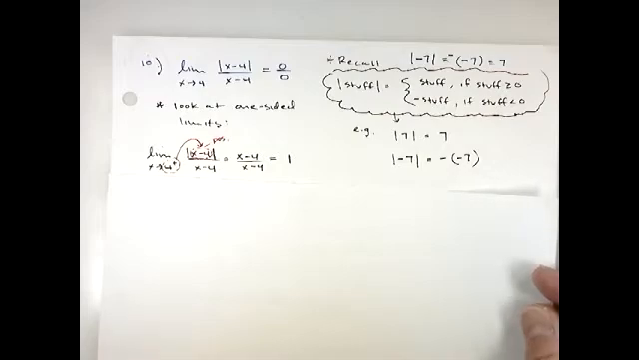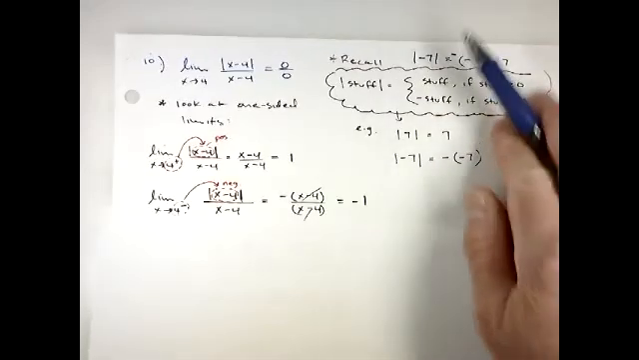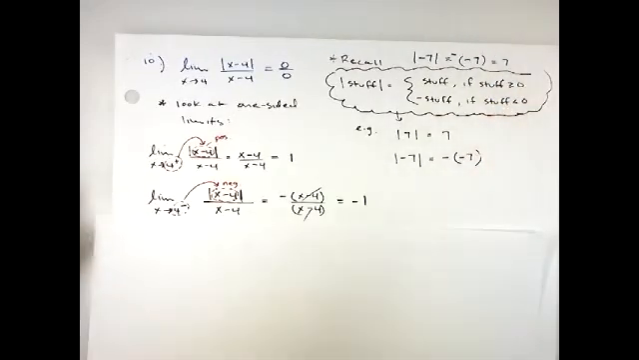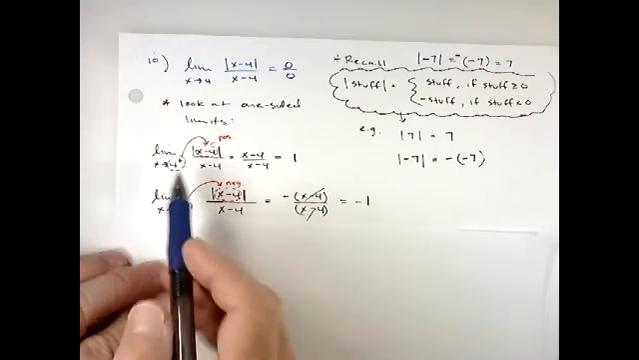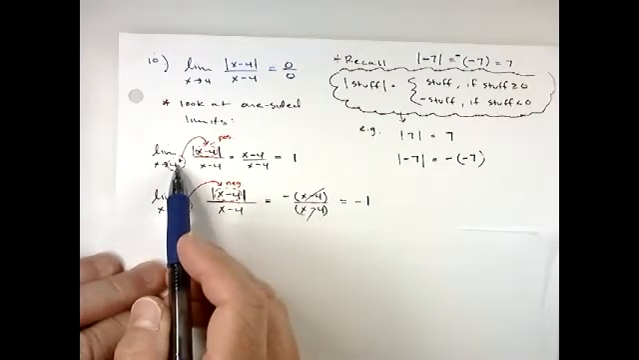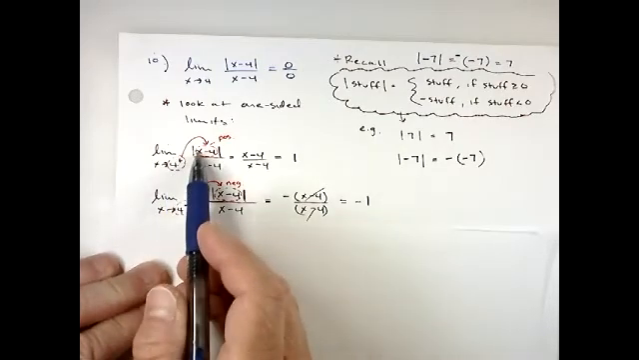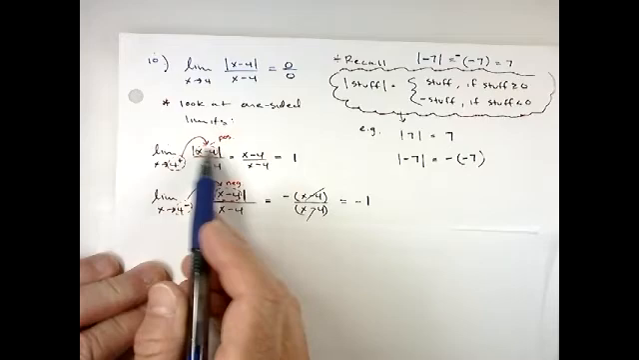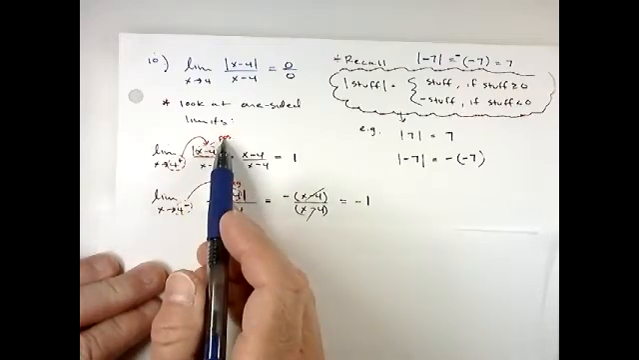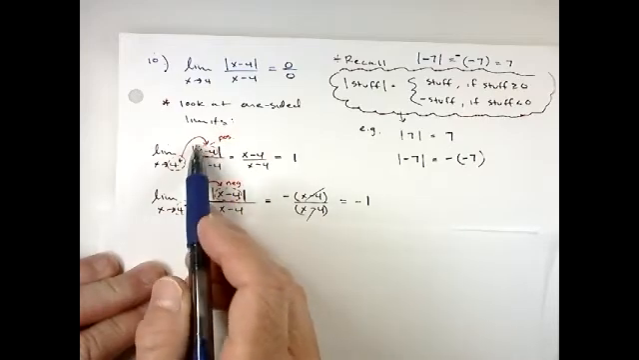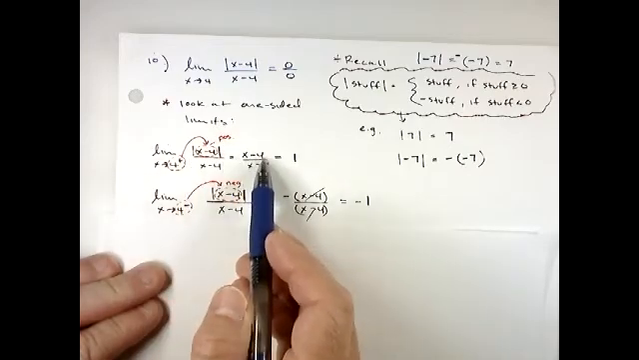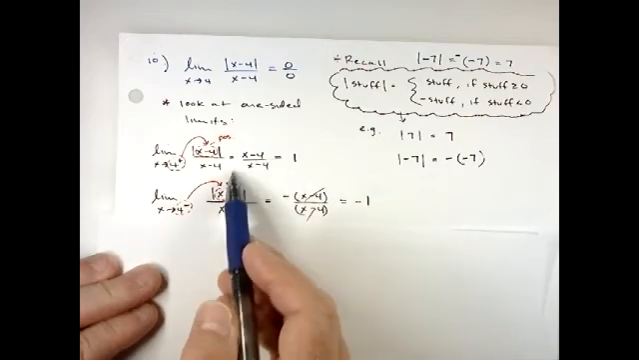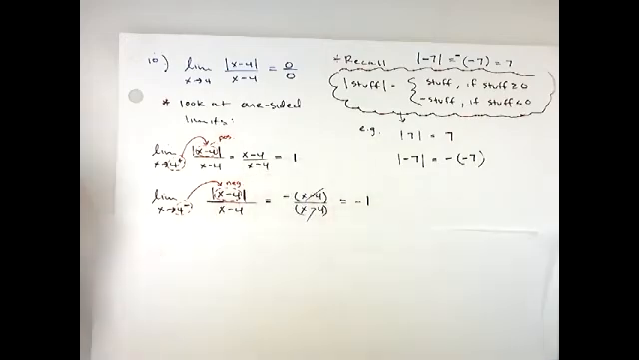Okay, if I look at the two one-sided limits, if x approaches 4 from the positive side, remember that means I'm using numbers a little bit bigger than 4, in which case x minus 4 would be positive. So in that case, I can just remove the absolute value and I get x minus 4 over x minus 4. Those cancel out, I get 1.